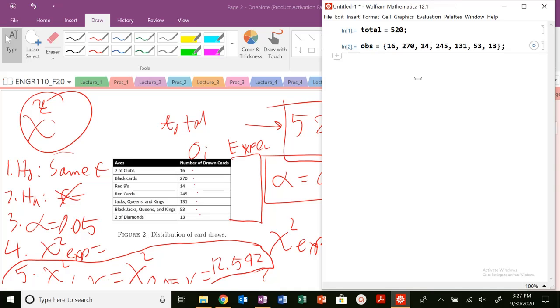So I need to now figure out my expected values. What is the probability, again, out of 52 cards? So what is my expected E1 going to be? Drawing a 7 of clubs. What is that probability there? A 7 of clubs.